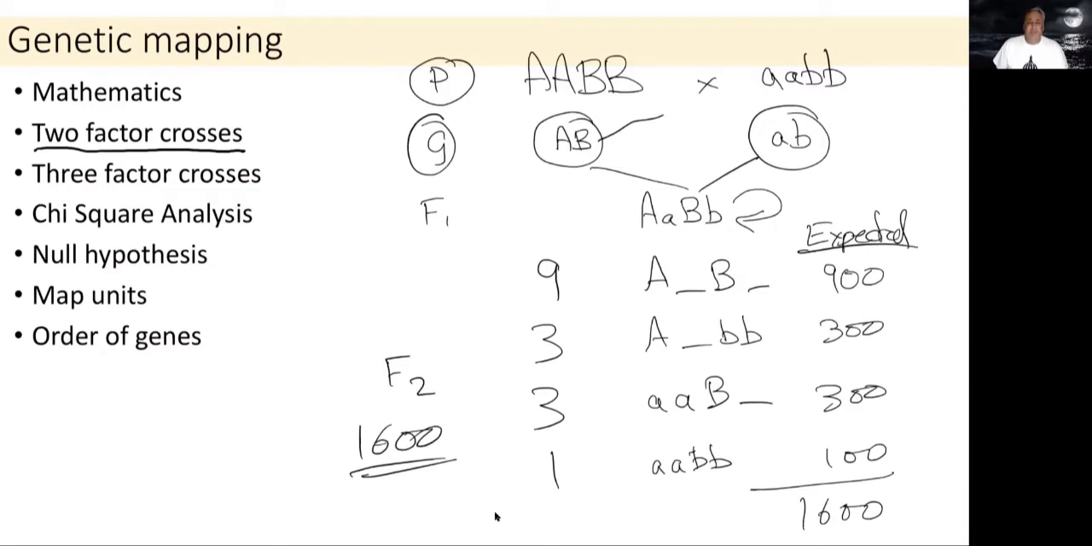But if the genes were on the same chromosome and reasonably close to each other, we could get a different outcome. So the observed outcome might be something such as the following. Suppose we got 1,200 of these, 100 of these, 100 of these, and the remaining 200 of these. So that adds up to 1,600. That departure from the expected would indicate something odd going on. And the most likely thing in this example is linkage.